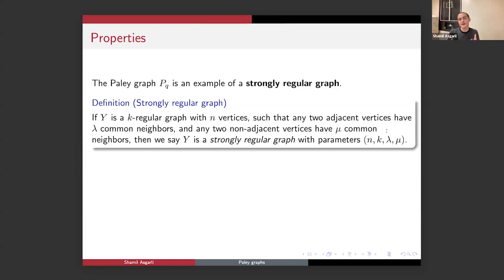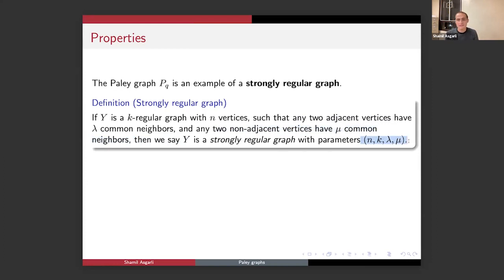So we can see how this indicates that there's even more symmetry in the graph. The way we think about regular graphs is that every vertex has the same degree, so there's some sort of symmetry in the graph, at least as far as the number of neighbors is concerned. But this indicates further symmetry: not only does every vertex have the same number of neighbors, but in fact any two adjacent vertices have the same number of common neighbors, and any two non-adjacent vertices have another fixed number of common neighbors.